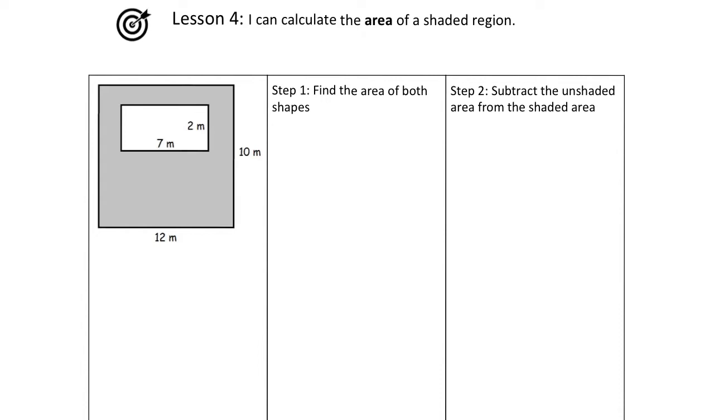Okay? So it's not too bad. It's just kind of like finding area of 2D shapes and then adding and subtracting. So our first step is we're going to find the area of both shapes. And I like to either highlight each shape I'm working with and give it a name. So like this one is going to be called the large rectangle.